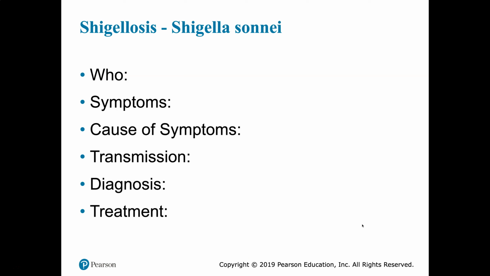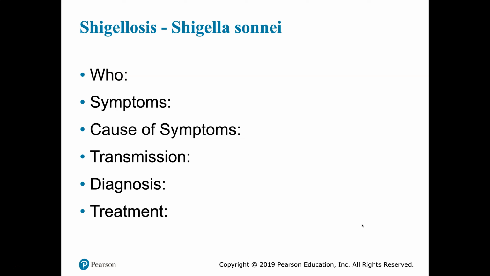Symptoms. So, one of the things about Shigella sonnei is that this organism is extremely pathogenic. It takes less than 100 cells to cause infection, specifically causing gastroenteritis, inflammation of the stomach and the intestines.